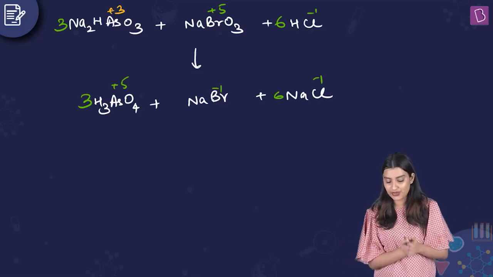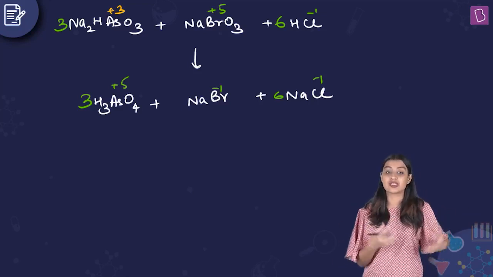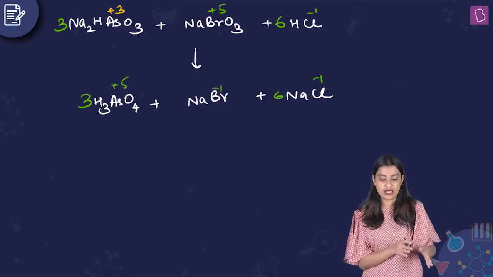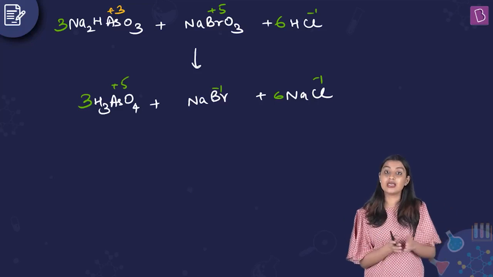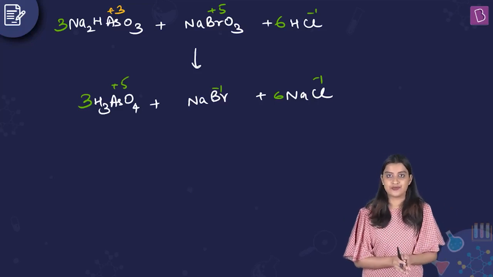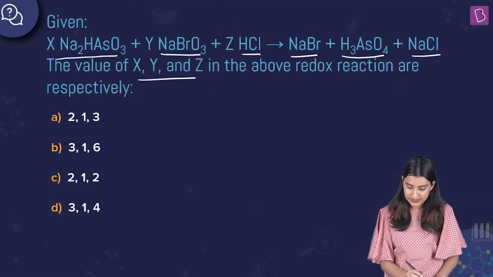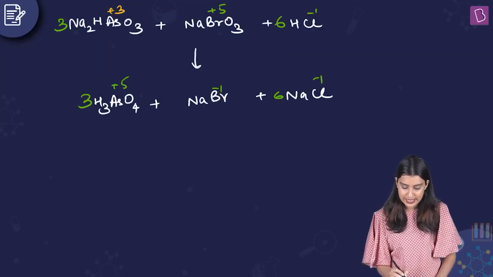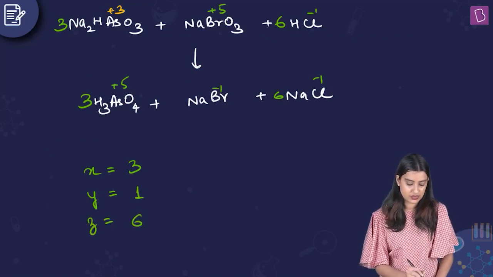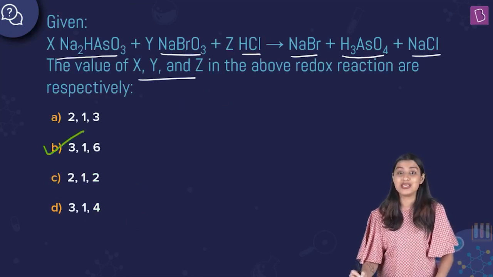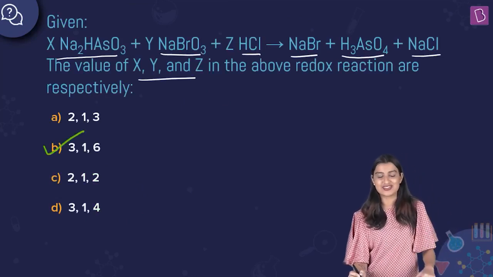So see, we didn't really have to go into the medium of it. We didn't have to use extra water molecules to balance this. This reaction has been balanced just by looking at the spectator ions. Okay. So now what were they asking for? X, Y, and Z. X is with Na2HAsO3, so this is 3. Y is with NaBrO3, so this is 1. Z is with HCl, so this is 6. So 3, 1, 6 as an option B. So option B is going to be the right answer to this question.